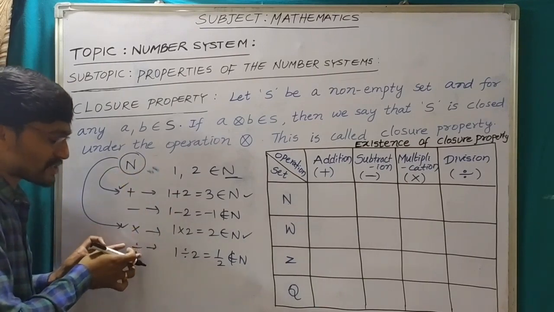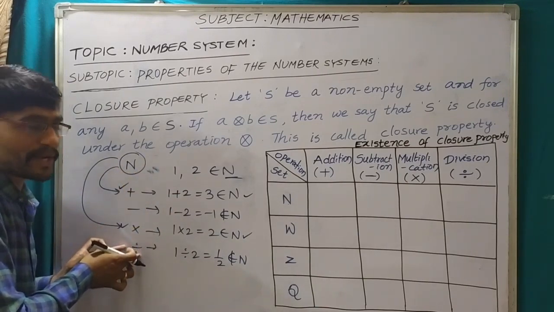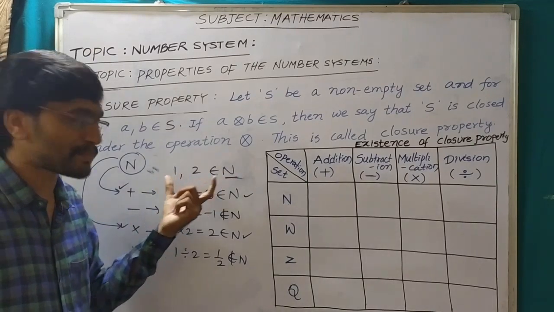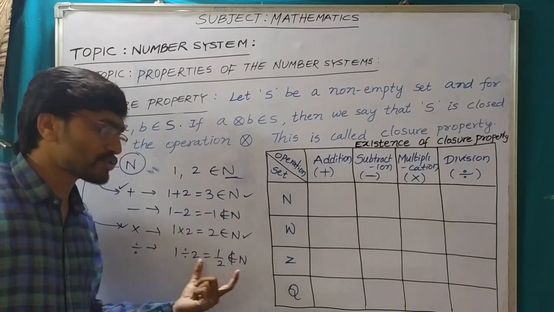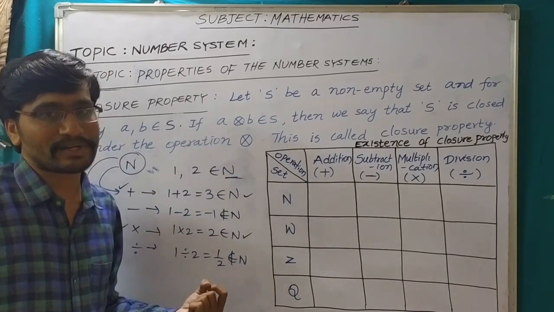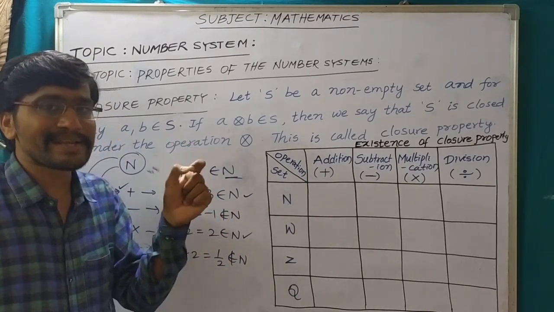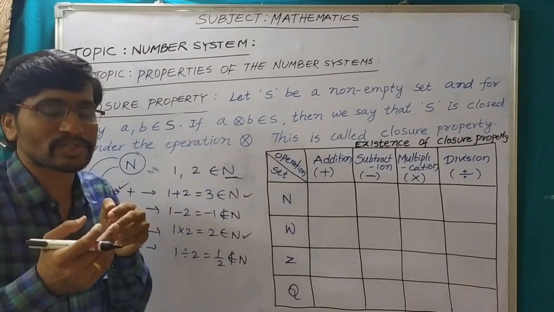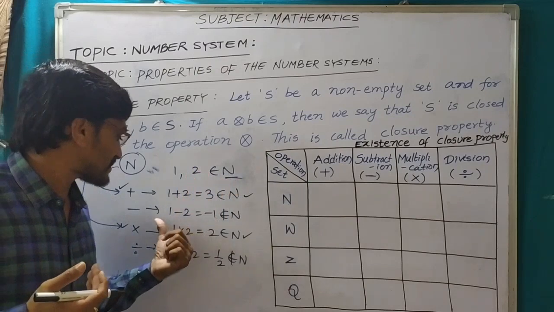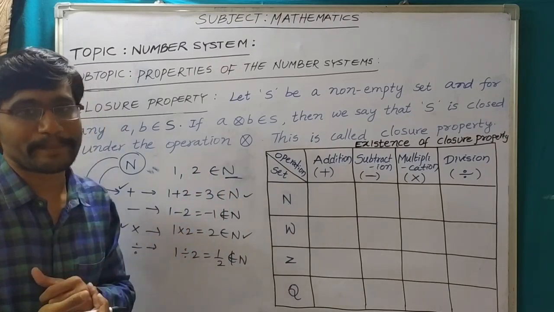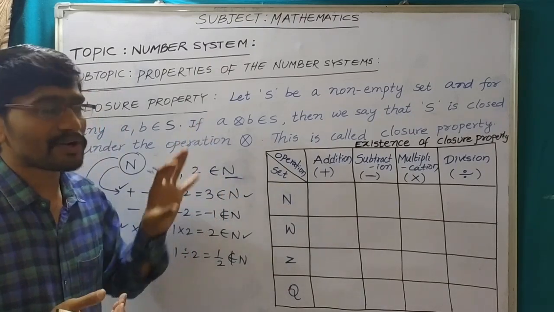Similarly, natural numbers are not closed under division also, because here we consider two natural numbers, but the subtraction of those natural numbers is not a natural number. Division of those natural numbers is also not a natural number. So we can say N is not closed under subtraction and division. Okay, this is called closure property.